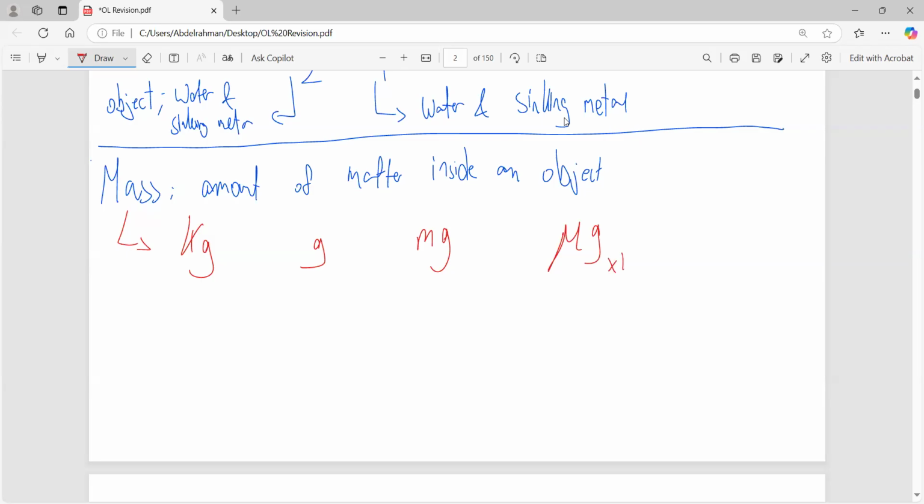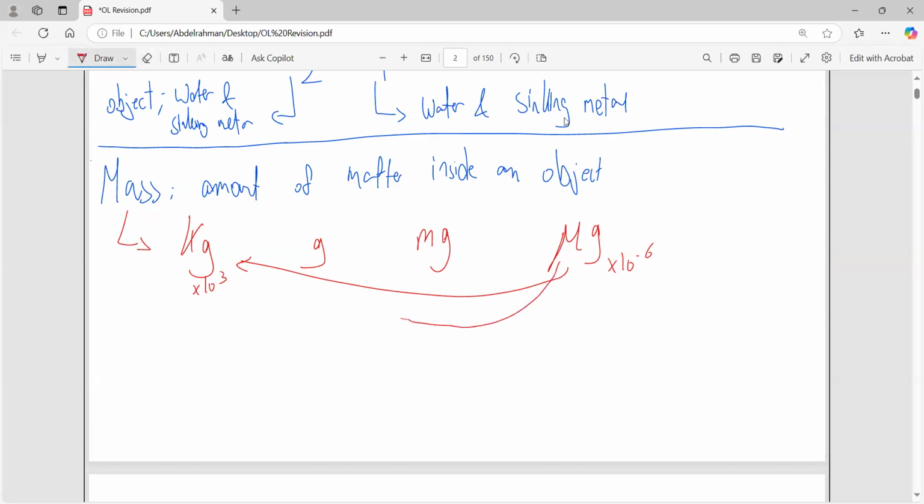This is times 10 to the negative 6, and this is times 10 to the power of 3. So actually you'll need to change the micrograms to kilograms, which will be quite difficult. But it's fine, you times 10 to the negative 9 then. First change it to grams, and then change it to kilograms. Again, it's almost impossible to have a question regarding micrograms. But anyway, mass is in kilograms.